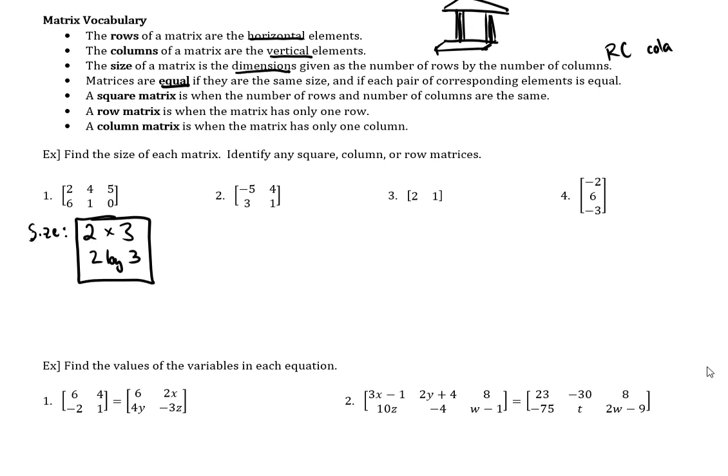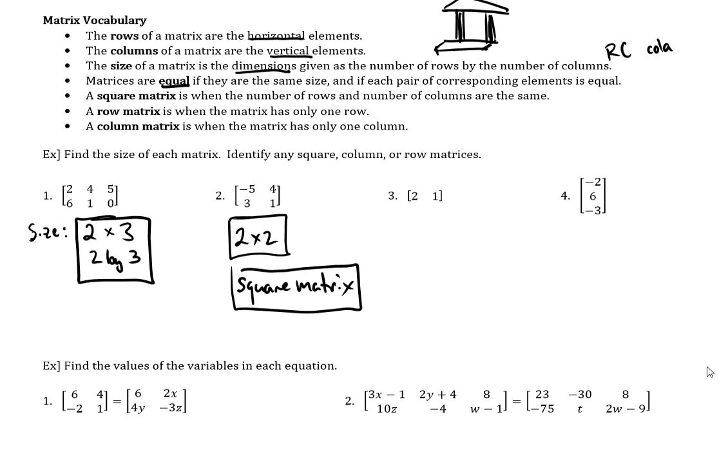Moving on. Number 2, here the number of rows and the number of columns are the same. So this is a 2 by 2. And because it is the shape of a square, it is a square matrix as well. For number 3, it looks like there's 1 row only. There are 2 columns, so the size is 1 row by 2 columns, 1 by 2. This would be the example of a row matrix. There's only a single horizontal row. So if they want that vocabulary, there we go.